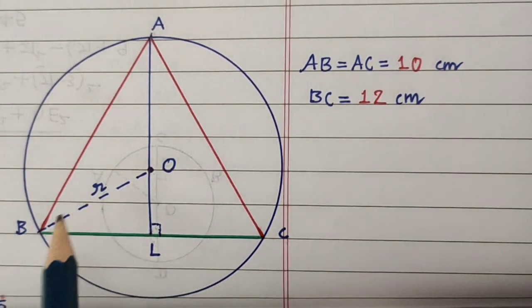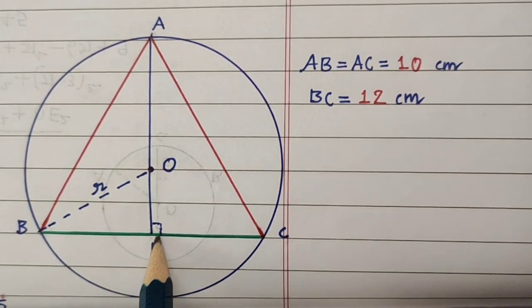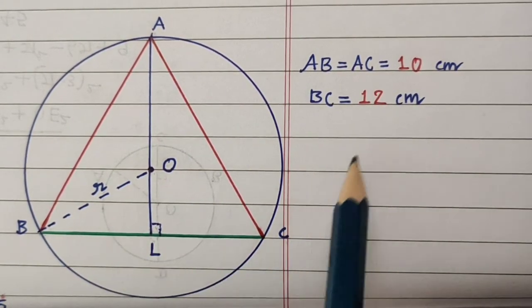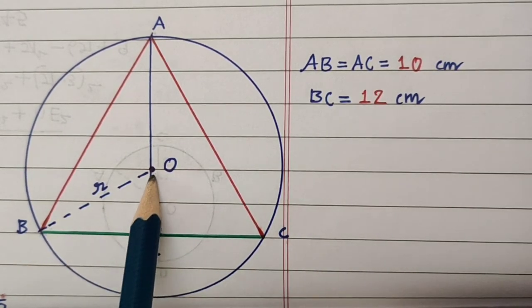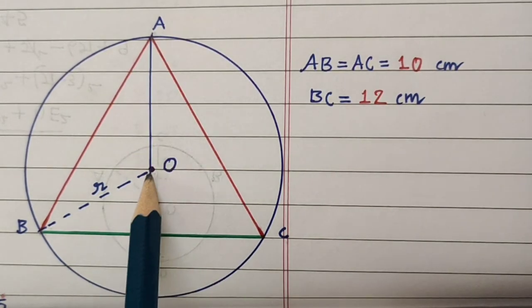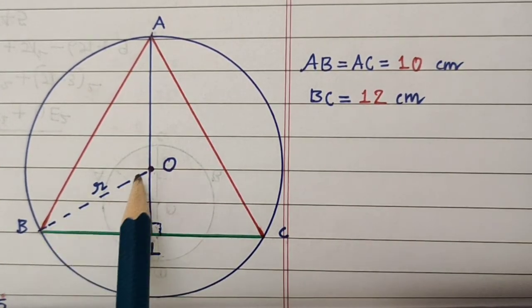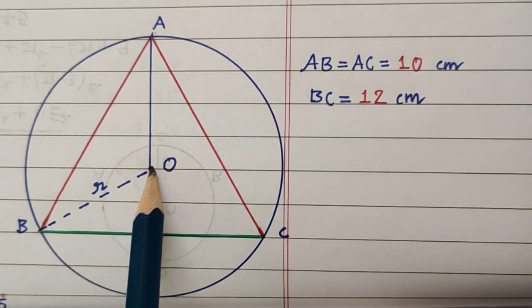R square is equal to this BL square. BL is half of BC, BC is 12 centimeters, so 6 square plus OL square. OL is 8 minus R, so 8 minus R whole square. Therefore, R square is equal to 6 square plus 8 minus R whole square.